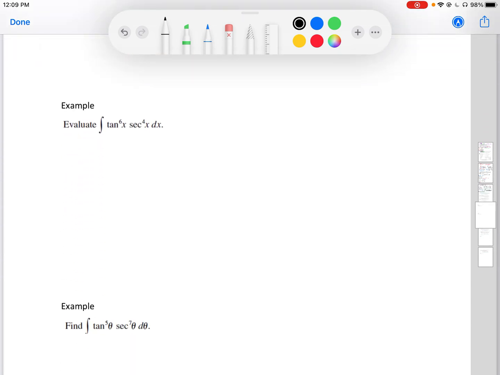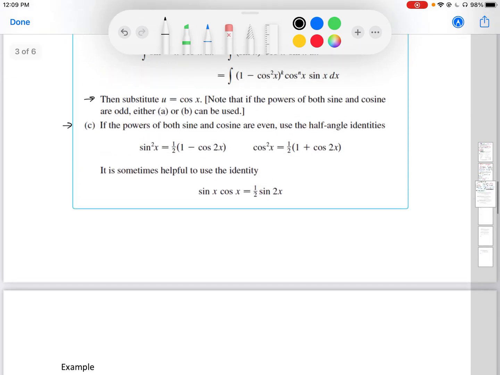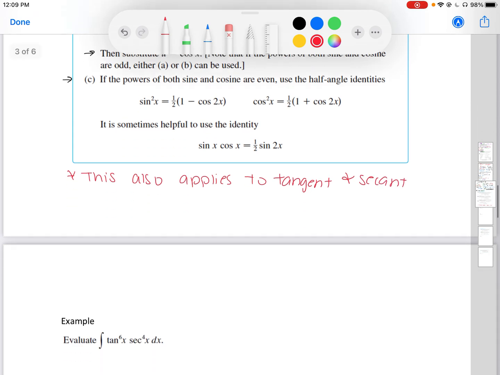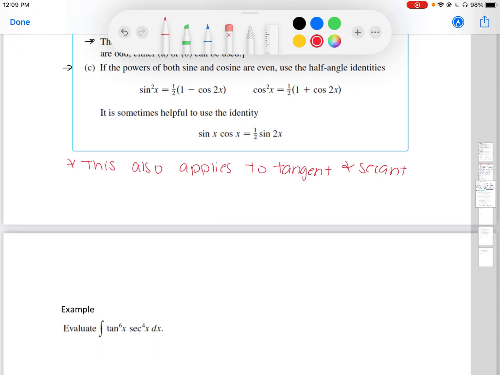Now, everything we said also applies to tangent and secant. So we'll write that note above. This also applies to tangent and secant. Now, why tangent and secant? It's mainly because their derivatives are dependent on one another, just like the derivatives of sine and cosine are dependent on one another.